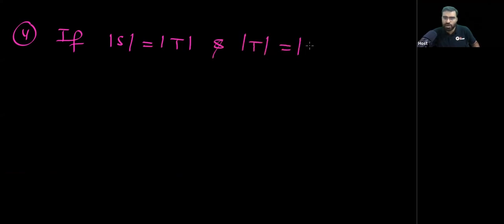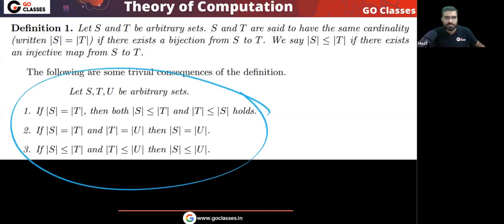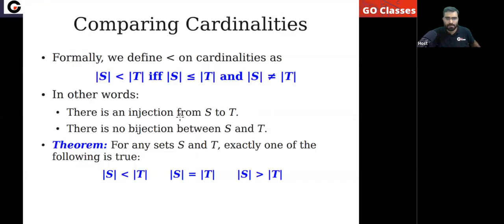Also, this is a fourth point: if the cardinality of S is equal to the cardinality of T, and the cardinality of T is equal to the cardinality of P, then in this situation you will say the cardinality of S is equal to the cardinality of P. So these are some very basic, trivial consequences. These are the properties that cardinality will satisfy. I hope you understood all these things. So remember, whatever two sets I give you, for any two sets, exactly one of the following will be true.